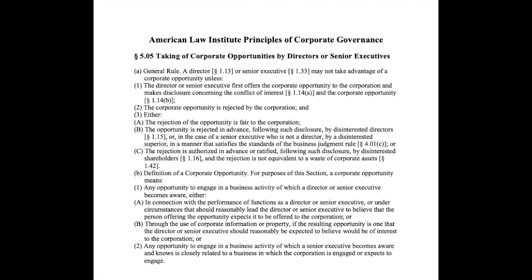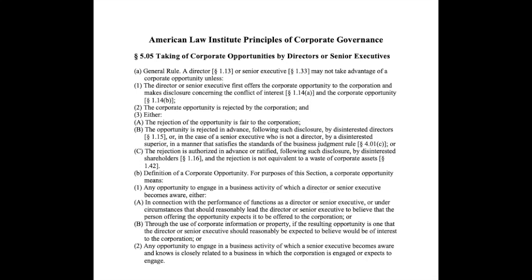The second possibility for definition of something as a corporate opportunity then appears under 5.05b1b. Something is a corporate opportunity if, in connection with the performance of functions as a director or senior executive, that person becomes aware of it through the use of corporate information or property, if the resulting opportunity is one that the director or senior executive should reasonably be expected to believe would be of interest to the corporation. So here is a different scenario that makes something automatically a corporate opportunity. If you learn of the thing because in your role as an executive or director, you used corporate resources, perhaps some secret information, or money, or some sort of research to find the opportunity, then it is a corporate opportunity, and you have to follow the procedures in subsection A.